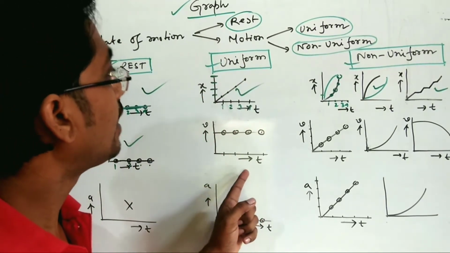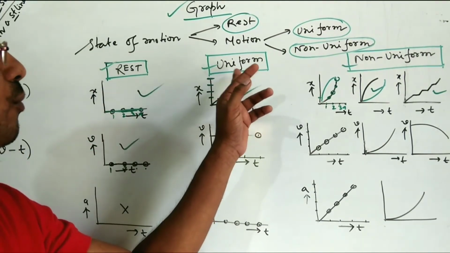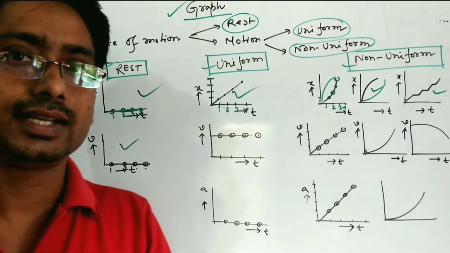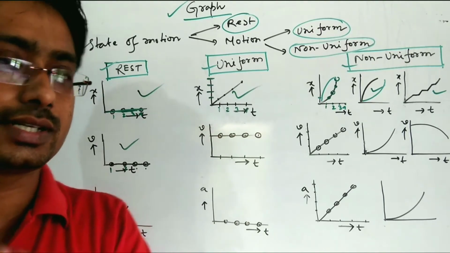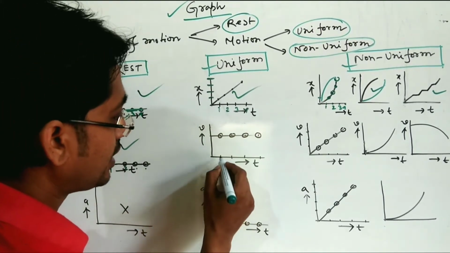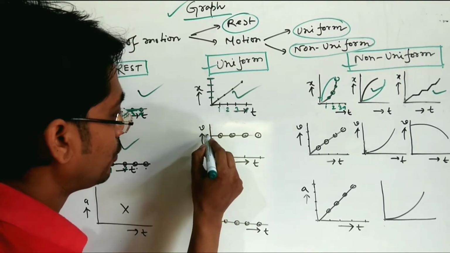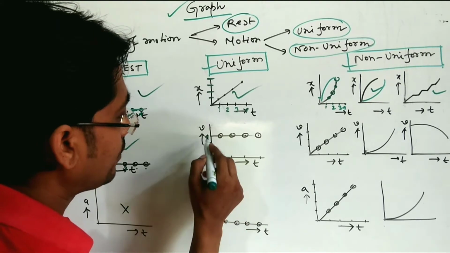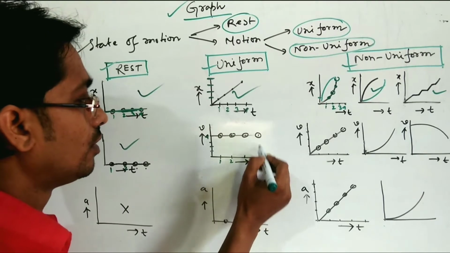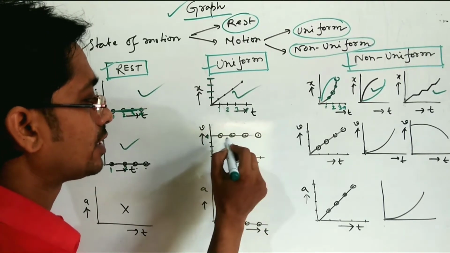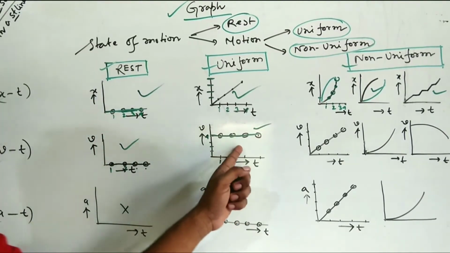Now, this is the VT graph of a body which is moving uniformly. The body's motion is uniform. That means in each and every interval, it moves equal distances. That means velocity is constant. So it will be a constant velocity. You can see, suppose this is 1, 2, 3, 4. Velocity is 4. So at 1 second, velocity 4 meter per second, 2 second, 4 meter per second, 3 second, 4 meter per second, 5 second, 4 meter per second. So all 4 meter per second. So this will be the graph. Okay. So it will be parallel to the t-axis.